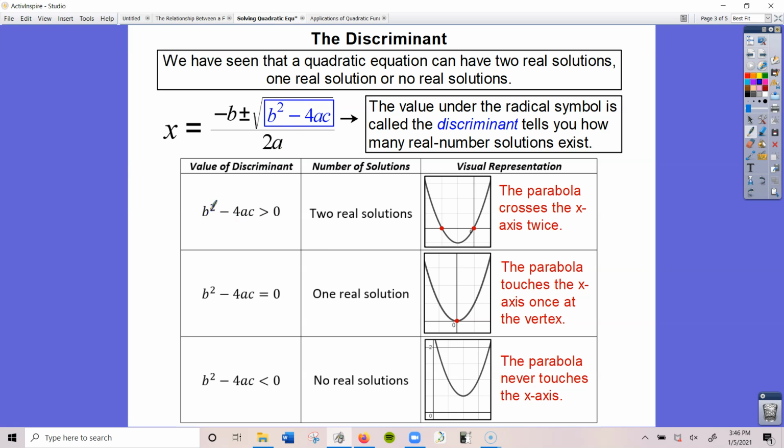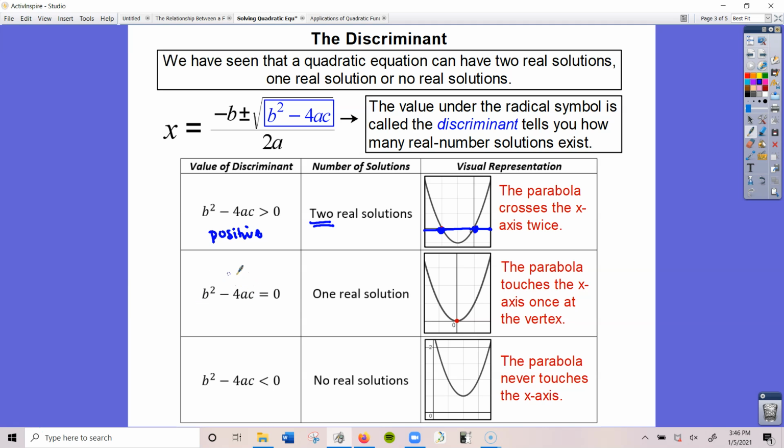So if the discriminant b squared minus 4ac is greater than 0, meaning positive, that means that we have 2 real solutions. A visual example of that is that your parabola is touching the x-axis in exactly 2 places, which is why we end up with 2 solutions. Remember that the quadratic formula gives you the x-intercepts of that quadratic equation.